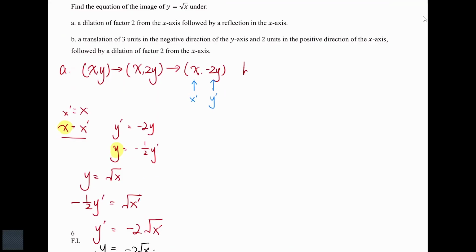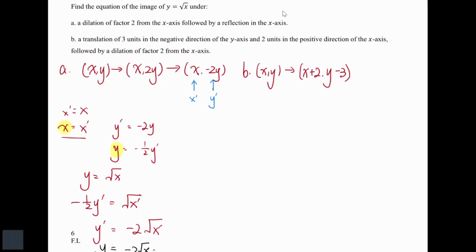Now, part B. (x, y), same thing to start with. Translation of 3 in the negative direction of the y-axis and 2 units in the positive direction of the x-axis. x will be increased by 2, y will be decreased by 3.